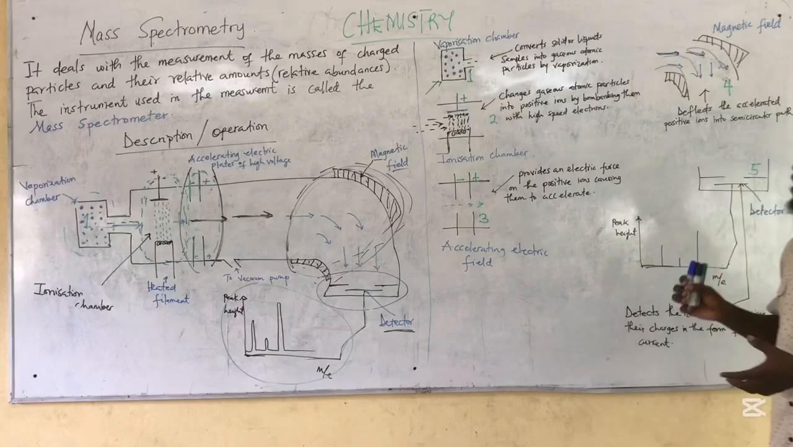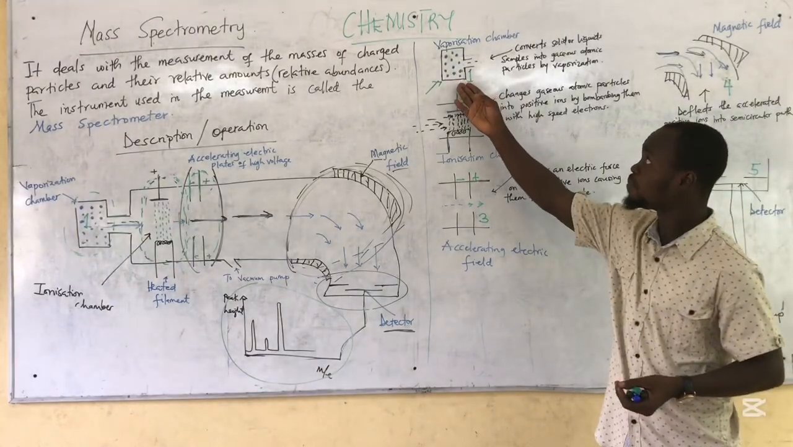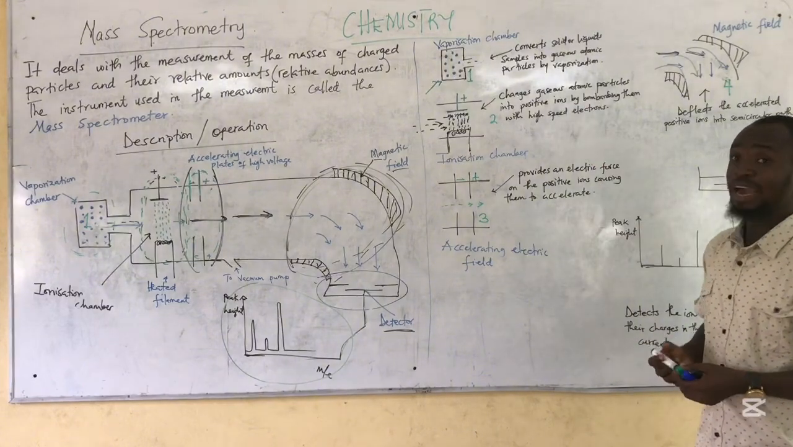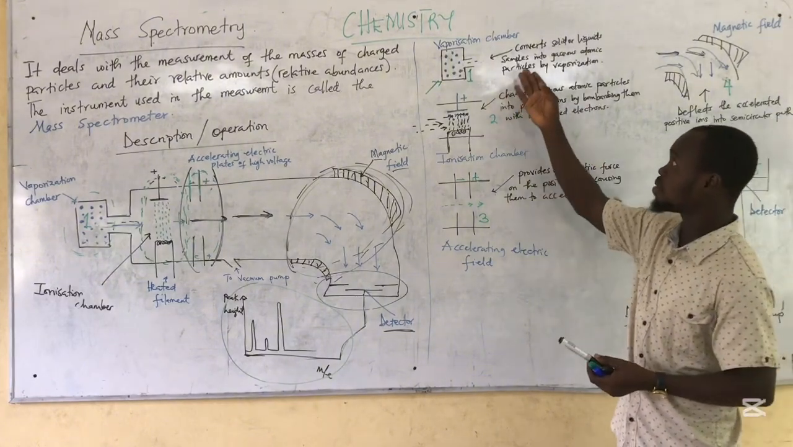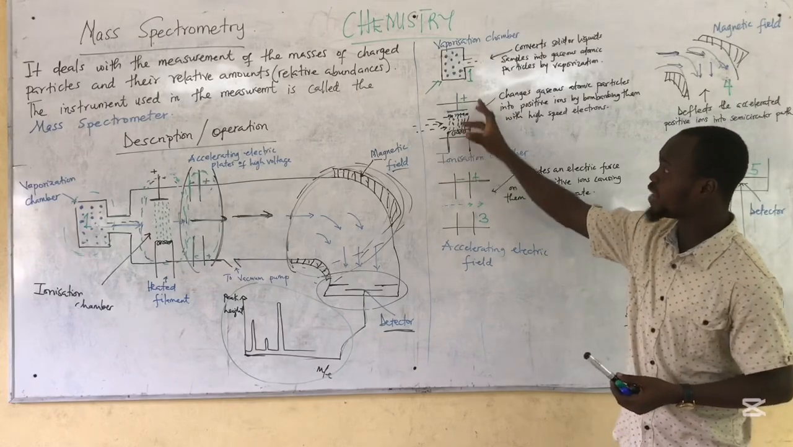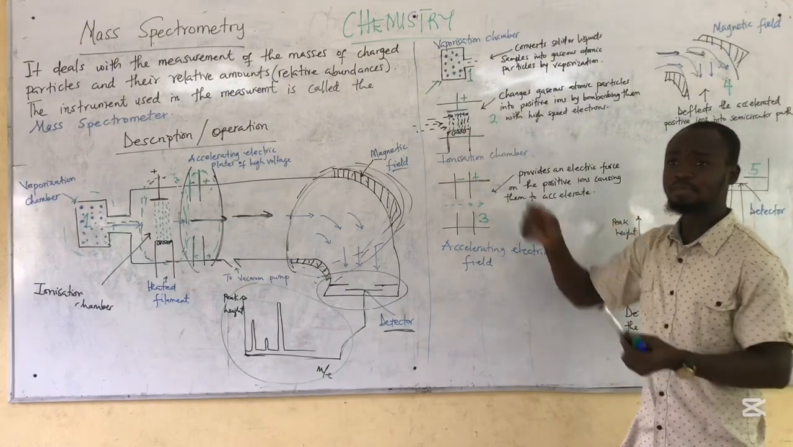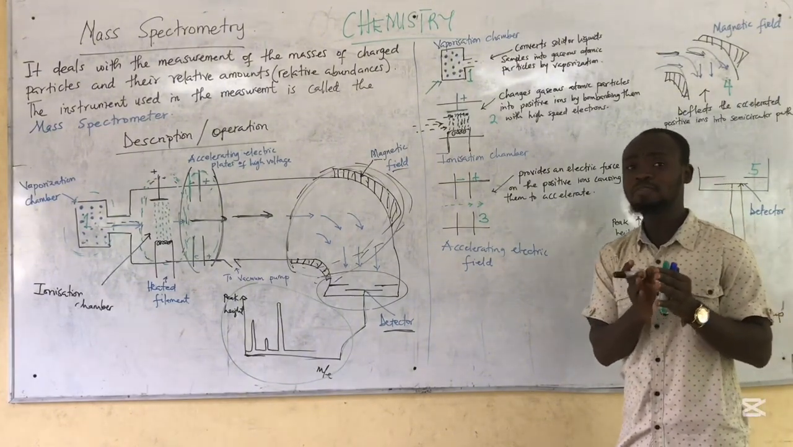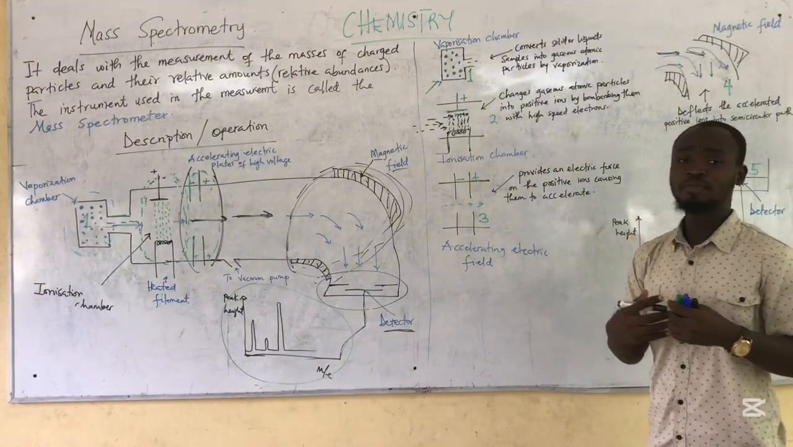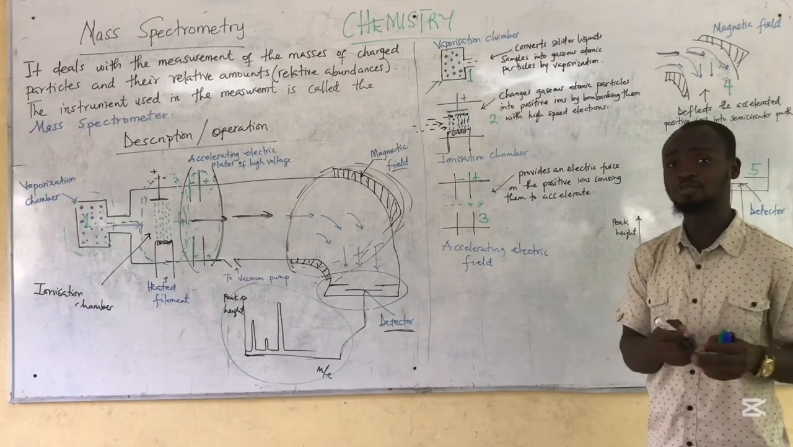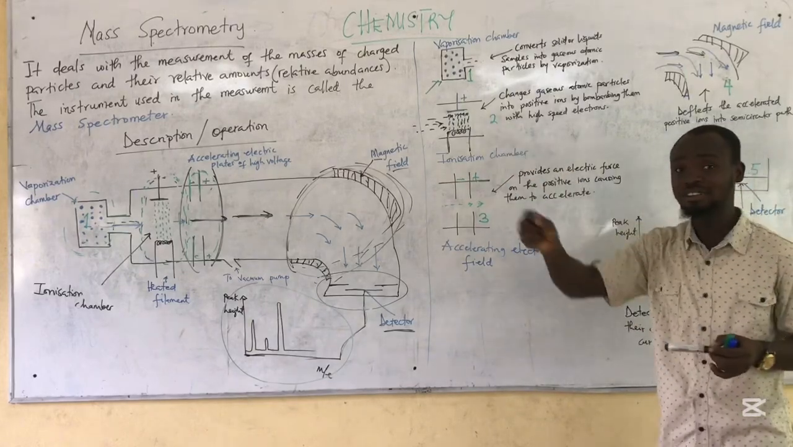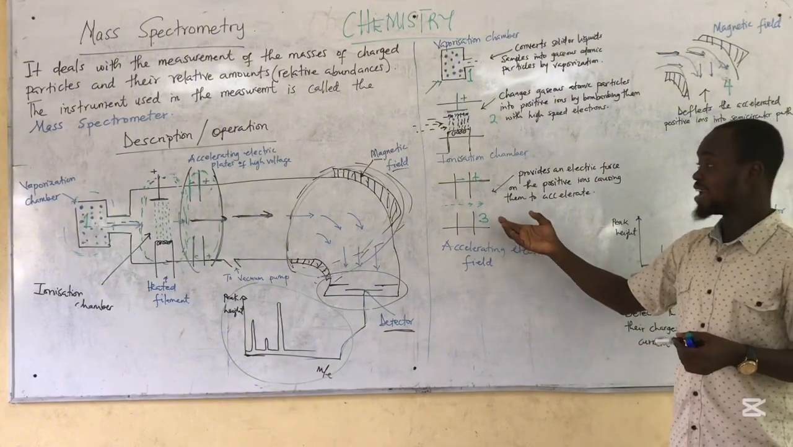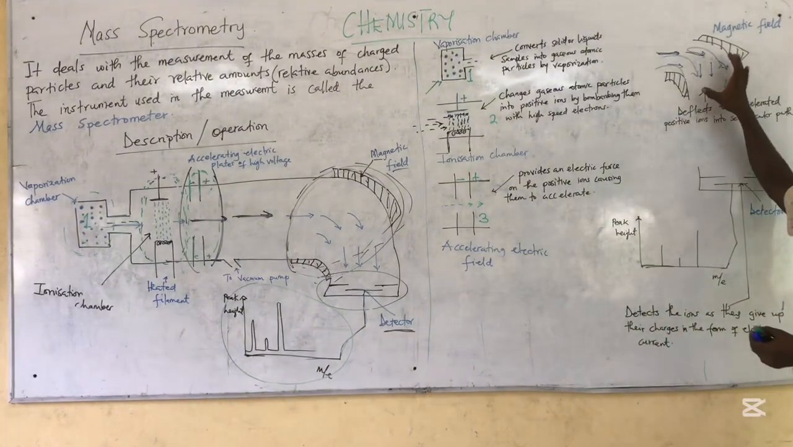So first of all, the sample is placed in the vaporization chamber. It is converted into gaseous atomic particles by heating them. Once the gaseous atomic particles are formed, they then move into the ionization chamber. In the ionization chamber, they are bombarded with high-speed electrons to knock off an electron from the gaseous atomic particles to form positive ions. These positive ions are then attracted and accelerated by the electric field onto the magnetic field.